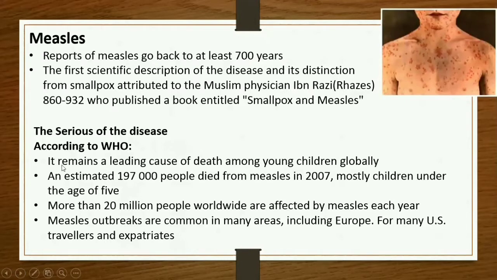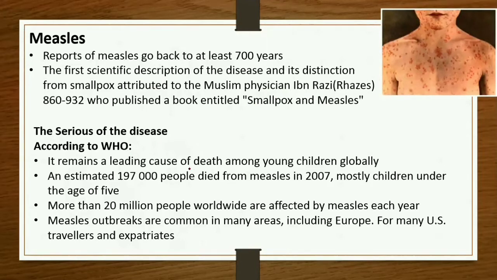Measles is an airborne disease. Measles was reported about 700 years ago. The first scientific description of this disease and its distinction from smallpox is attributed to the Muslim physician Ibn Razi, who published a book entitled Smallpox and Measles. In this book, he wrote about measles and the series of the disease.